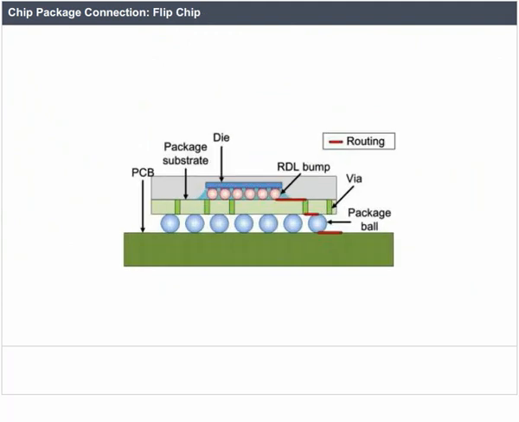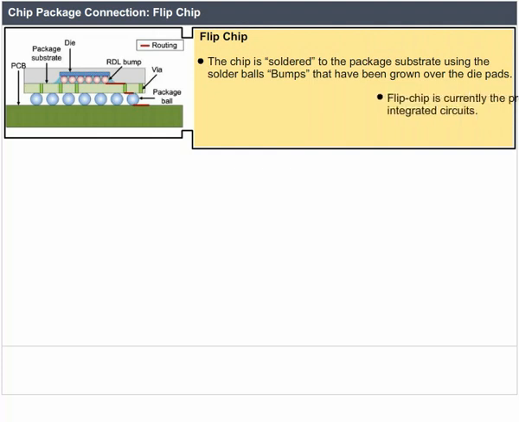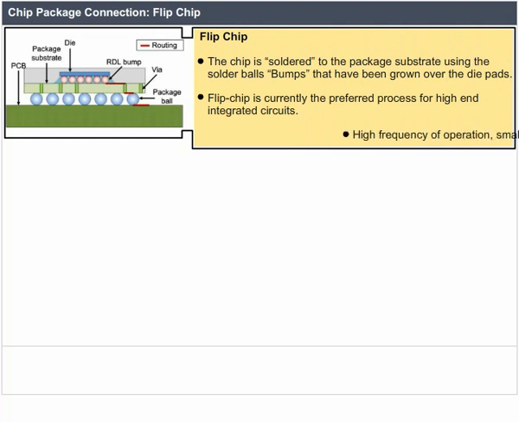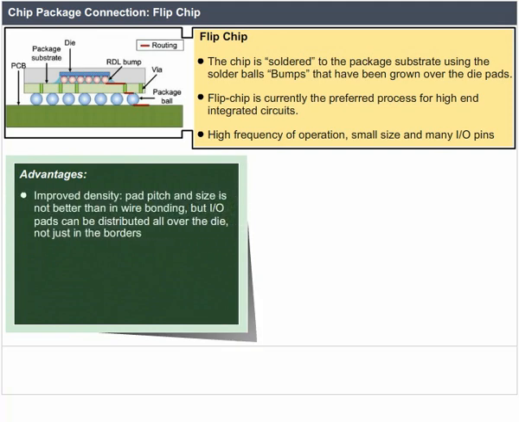Chip package connection. Flip chip. The chip is soldered to the package substrate using solder balls, bumps that have been grown over the die pads. Flip chip is currently the preferred process for high-end integrated circuits. High frequency of operation, small size and many input-output pins. Advantages: improved density. Pad pitch and size is not better than in wire bonding, but input-output pads can be distributed all over the die, not just in the borders.